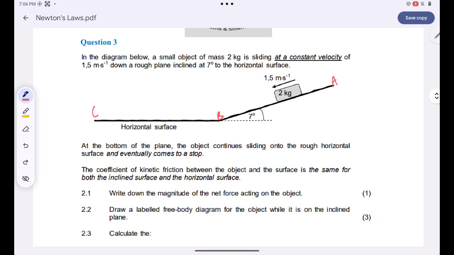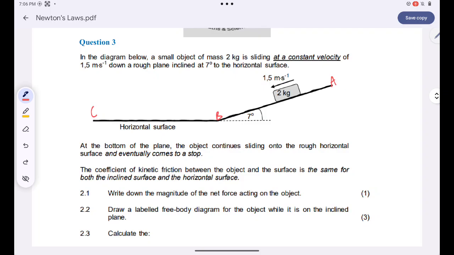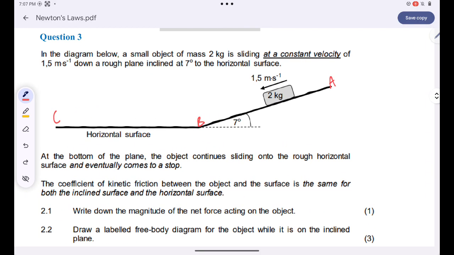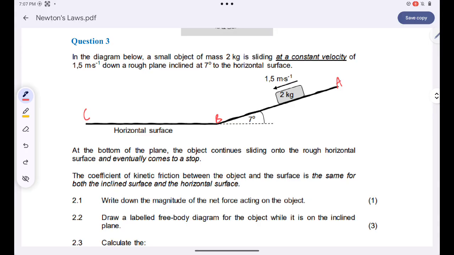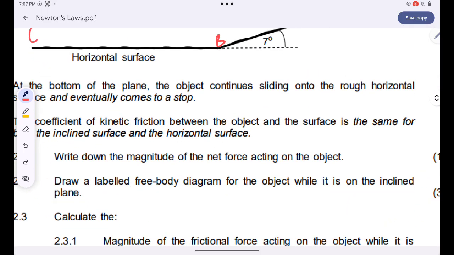The net force acting on the object as it slides down is 0 newtons. Why am I saying that? Because the object is moving at constant velocity. Since the velocity is constant, that means acceleration is 0. Remember that by definition, acceleration is the rate at which velocity changes. If there's no change in velocity, there is no acceleration. And when there is no acceleration, the resultant force, or rather the F net, is equal to 0. So the magnitude of F net is just 0 newtons.